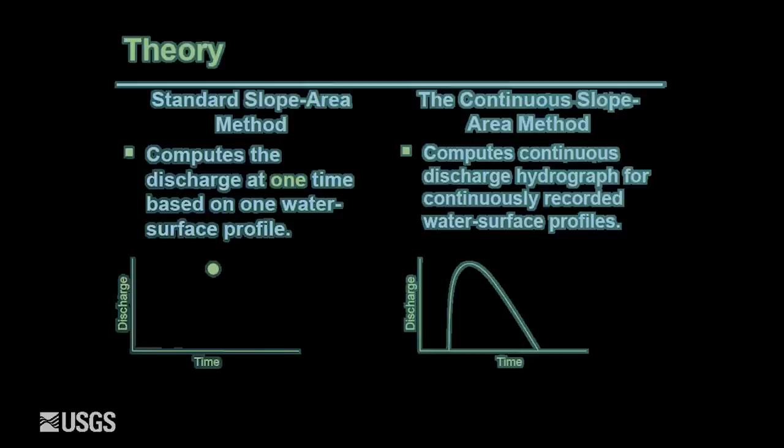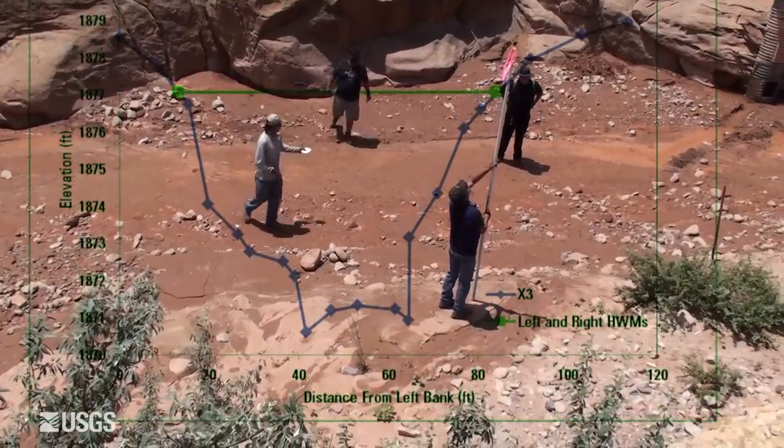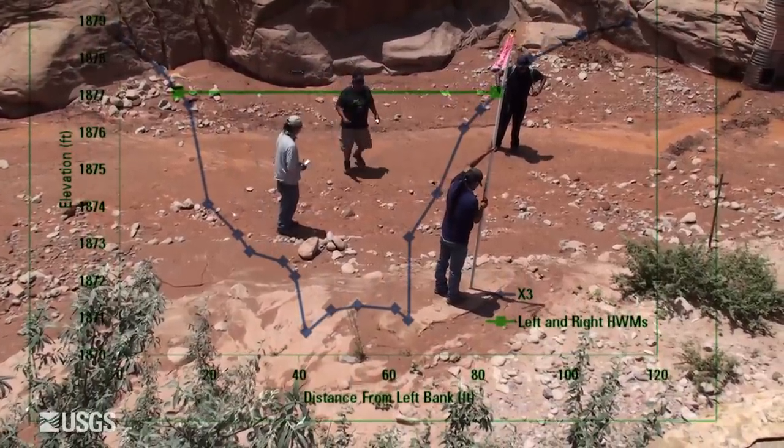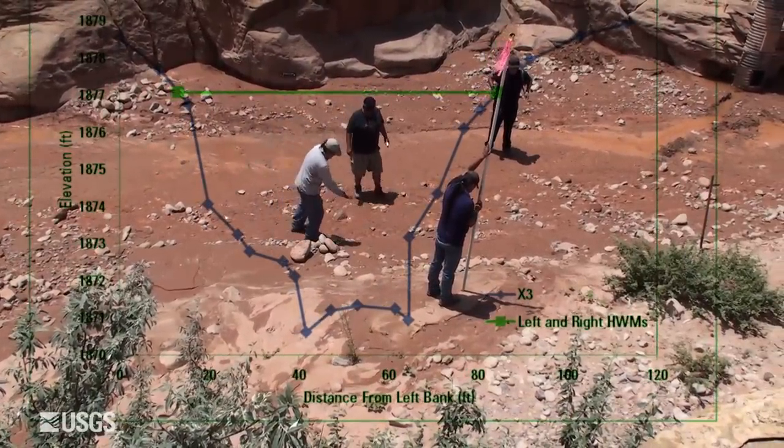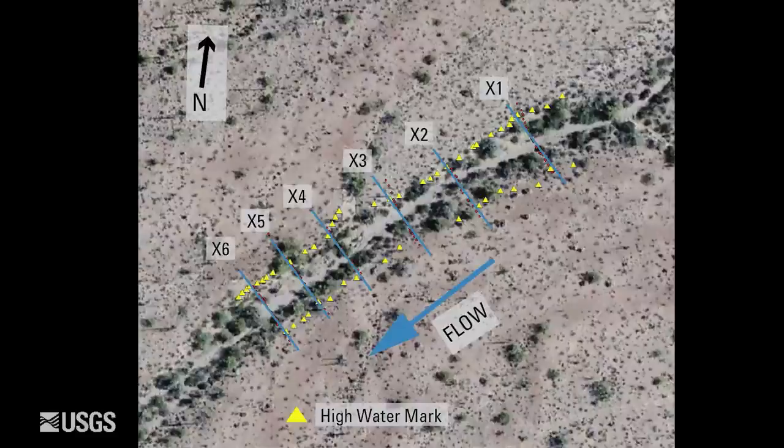With a traditional standard slope area method, we are only getting data for the one point in time that the water levels are highest. CSAs continually record data so that we have a good record of the entire hydrograph and not just the peak. It is critically important that the channel geometry is known at each cross section, at each sensor in the CSA reach.